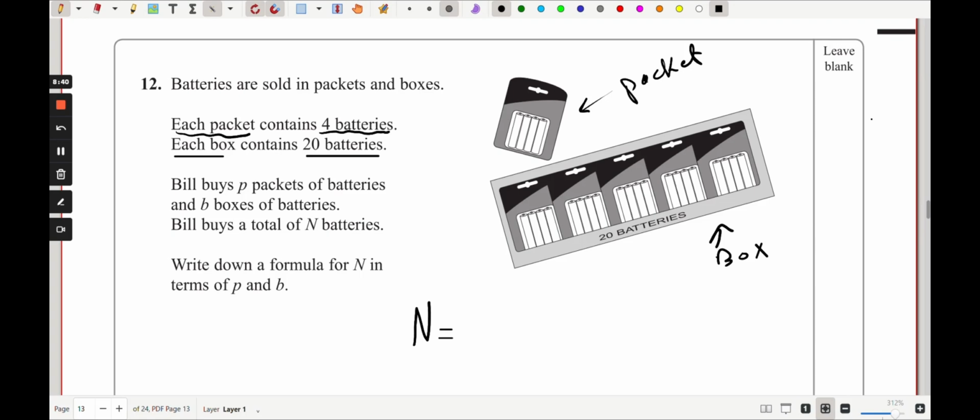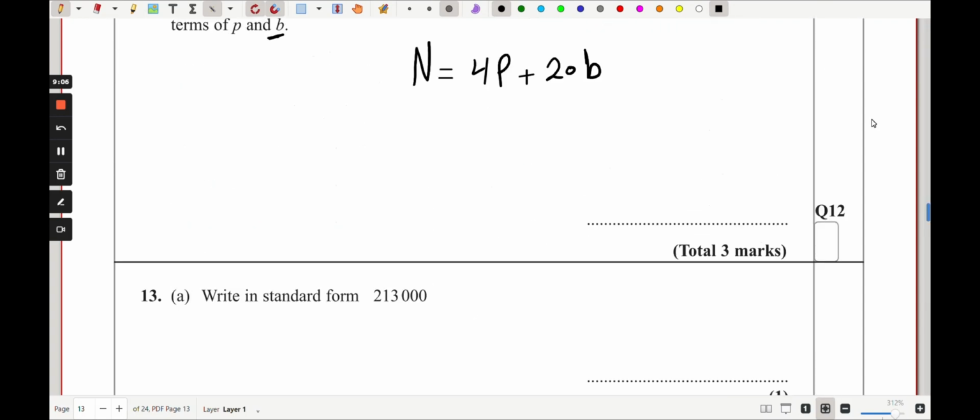So he buys P buckets, and the P buckets contain 4 batteries each. So we'll have 4P plus, each box contains 20 batteries and they're represented by B, so plus 20B. We write the formula down here: N equals 4P plus 20B.